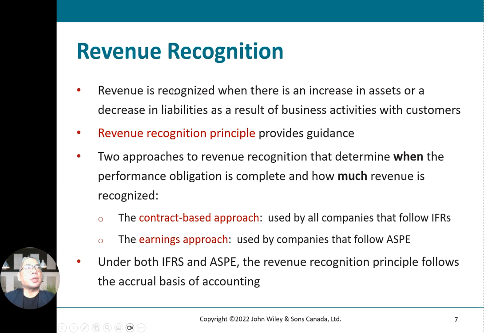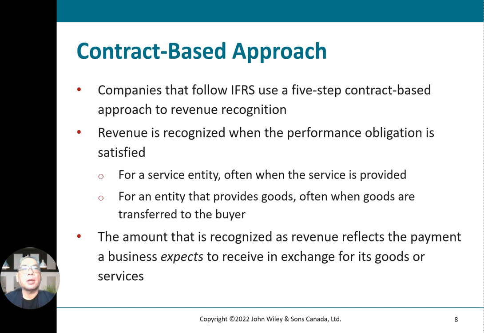So, revenue recognition. Revenue is recognized when there is an increase of an asset or decrease of a liability as a result of business activity with customers. The revenue recognition principle provides guidance, and there are two processes in revenue recognition: determining when the performance obligation is complete, and how much revenue is recognized. There's a contract-based approach used by all companies that follow IFRS, the International Financial Reporting Standards, and the earnings approach, used by companies that follow ASPE. Under both IFRS and ASPE, the revenue recognition principle follows the accrual basis principle.